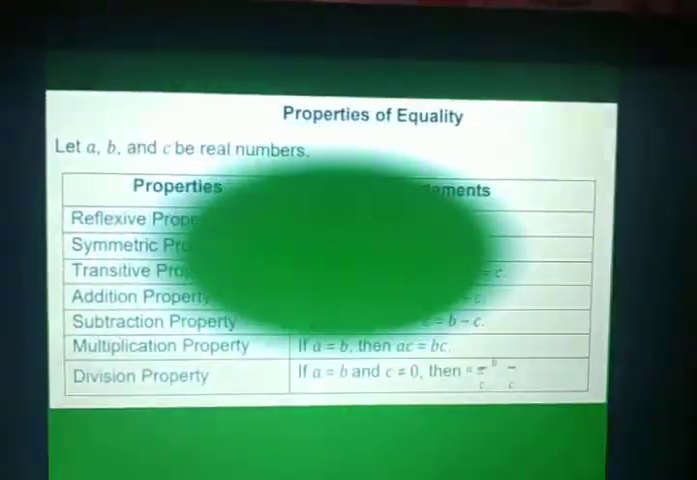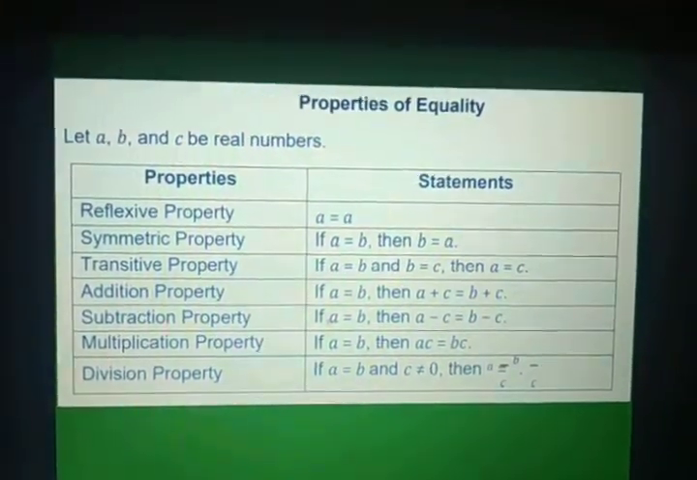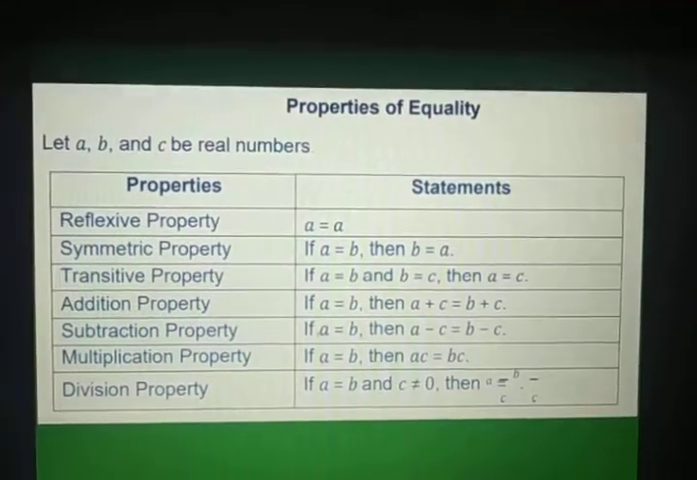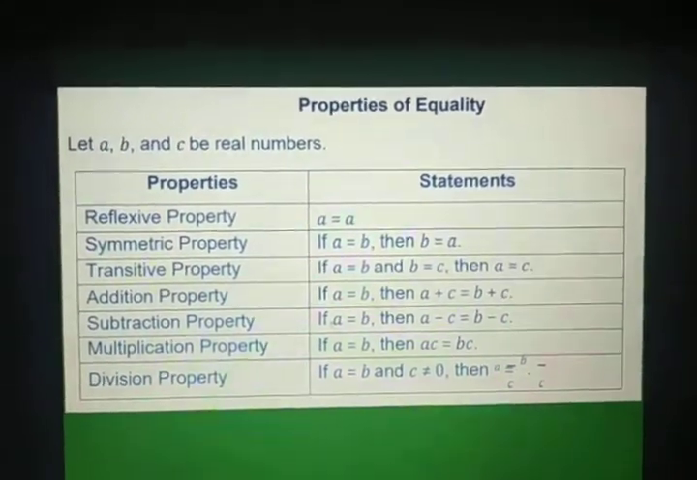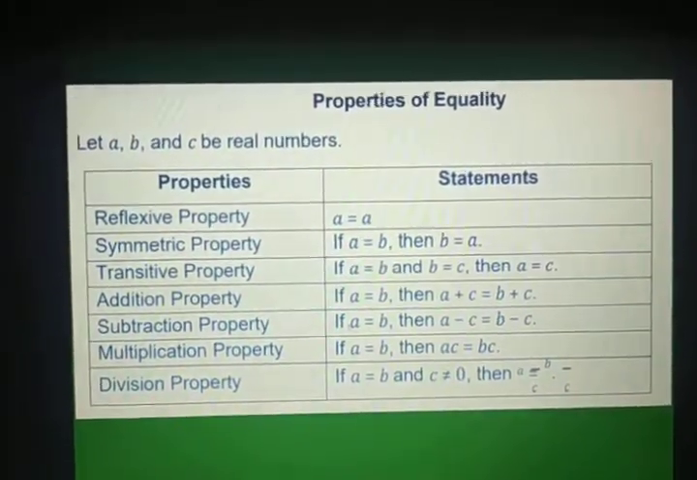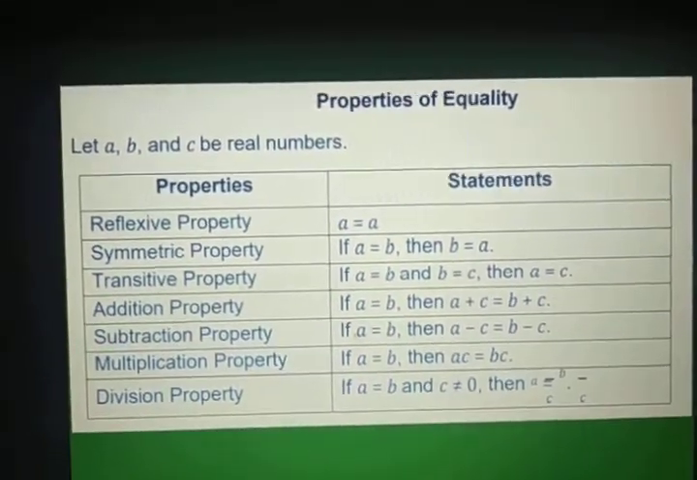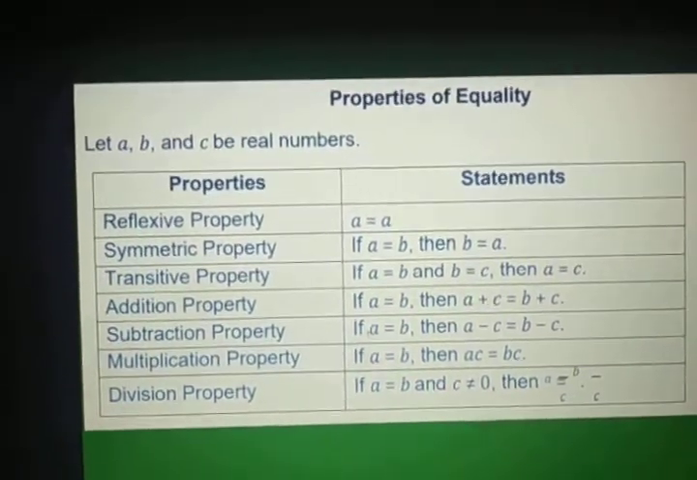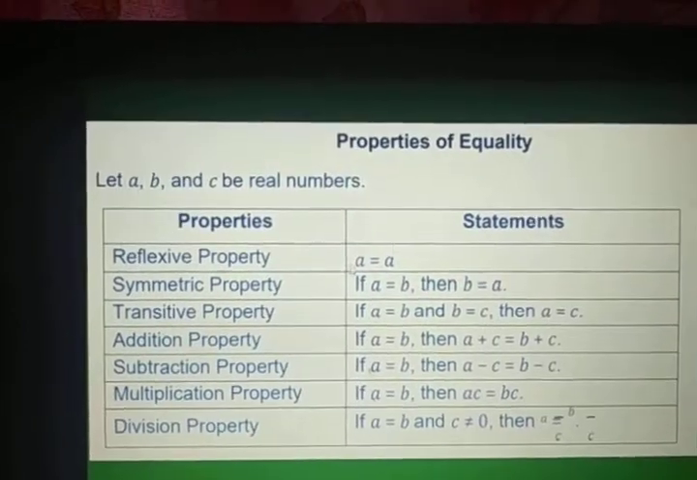Next, we have properties of equality other than what I have given you. Let A, B, and C be real numbers. They're real numbers, they're not negative numbers. So, we have the reflexive property. When we say reflexive property, A equals A. Even if you reverse it, A is still A.